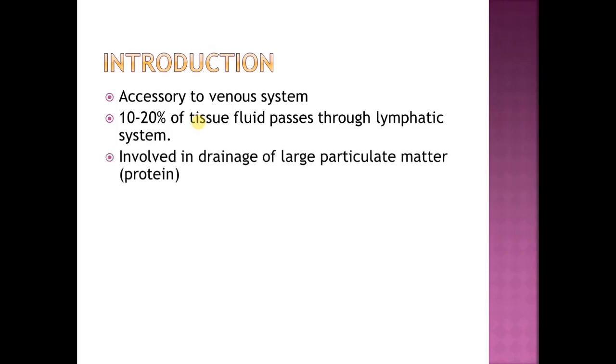So mainly it is involved in the drainage of large particulate matter. That means it is a drainage system for coarse, larger particles, so larger protein molecules can be drained by the lymphatic system, whereas the venous system is considered the drainage system of finer particles.